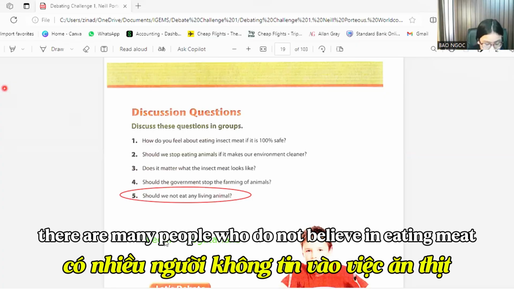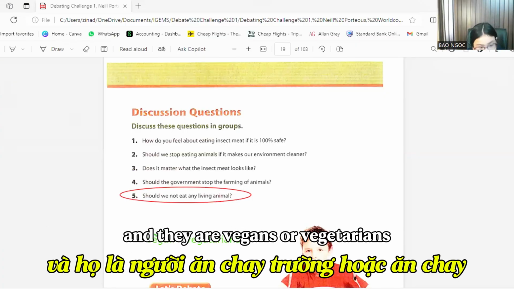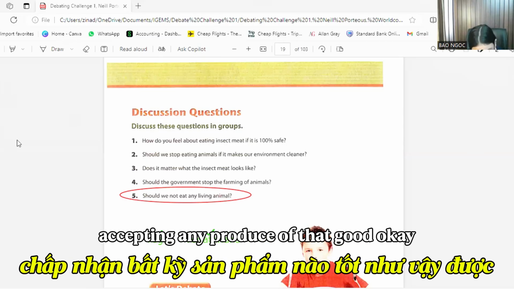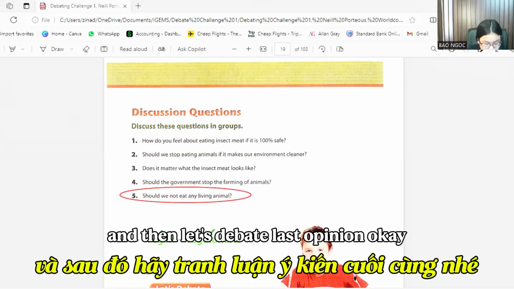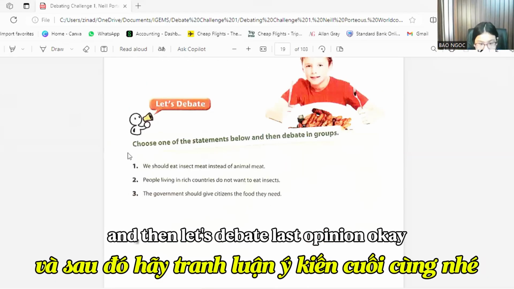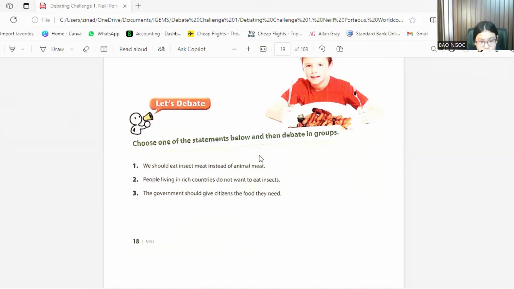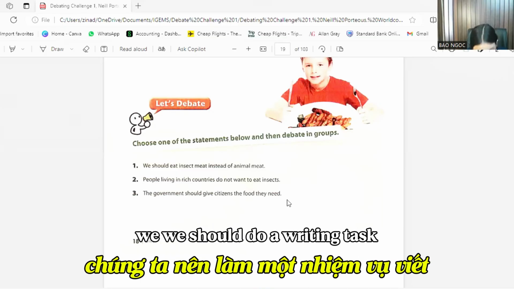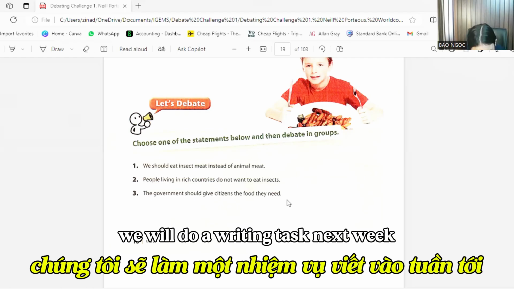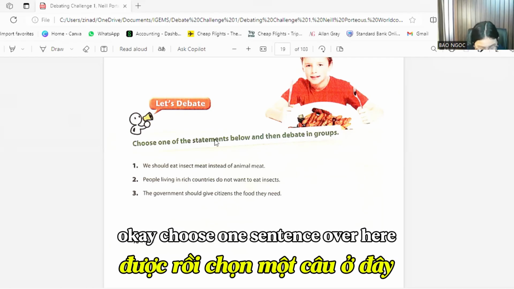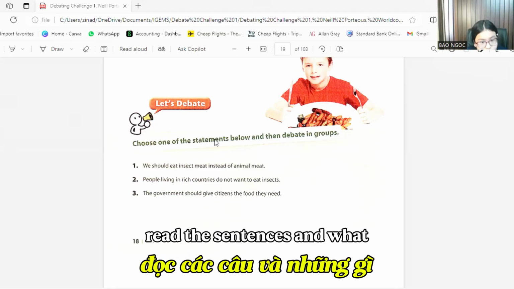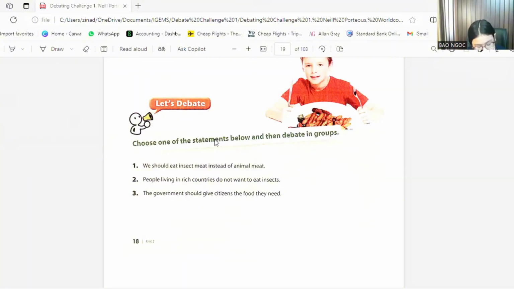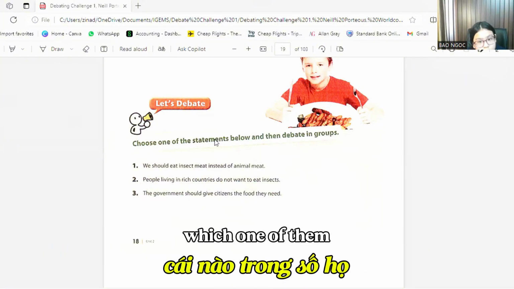There are many people who do not believe in eating meat, and they are vegans or vegetarians, accepting any produce of that. Good. Okay. And then let's debate. Last opinion, okay? I just want you to share your thoughts about this. We should do a writing task, but we won't do one this week. We will do a writing task next week. Okay. Choose one sentence over here. Read the sentences and just tell me if you agree or disagree with which one of them.